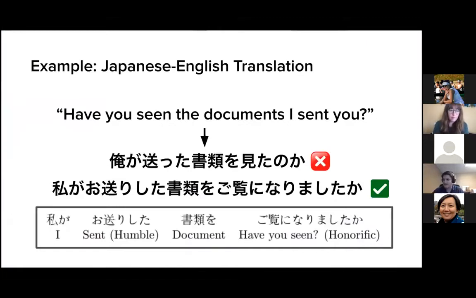So when you translate this, there's two options. The option that has the X next to it is very casual, and the option that has the check next to it is very formal. As you can see, we use the humble version of the verb to send and the honorific version of the verb to see. Honorific raises up the person you're talking to, and humble lowers yourself. This is really important in Japanese.